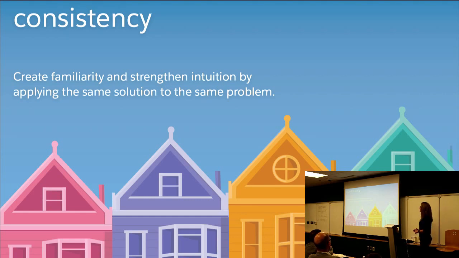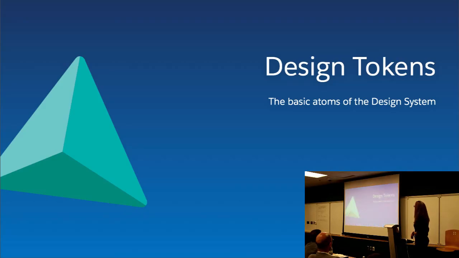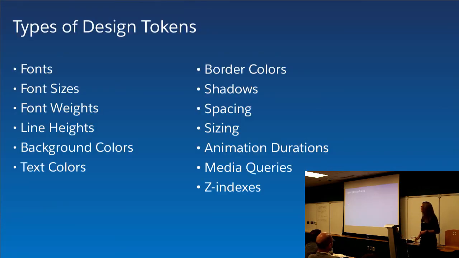We also love consistency. Consistency says we create familiarity and strengthen intuition by applying the same solution to the same problem. And this is how it works in the CSS framework. The basic atoms of our design system are design tokens, and those are simply variables or constants that represent a specific value. We provide them for a huge number of properties.